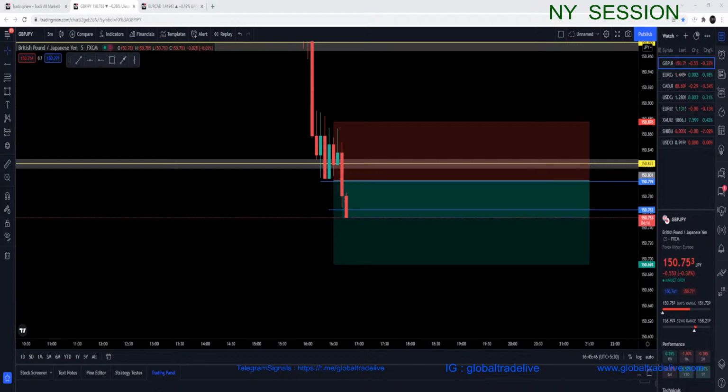Okay, it just broke the price. Running in 4.4 pips over here, 5 pips. 5 pips touched. Let's see if it can break further down.